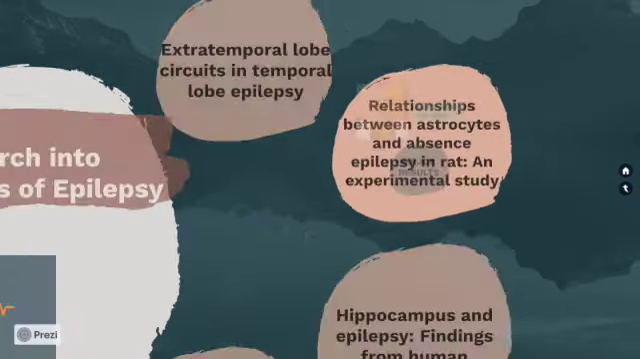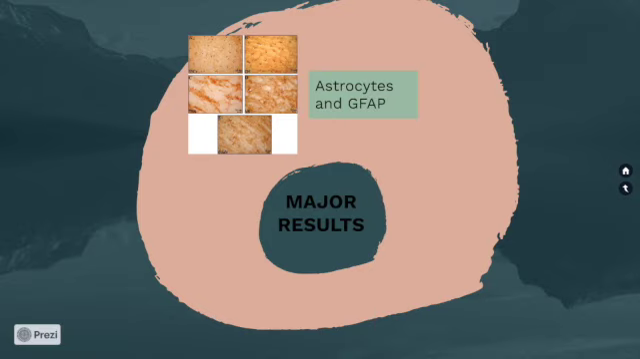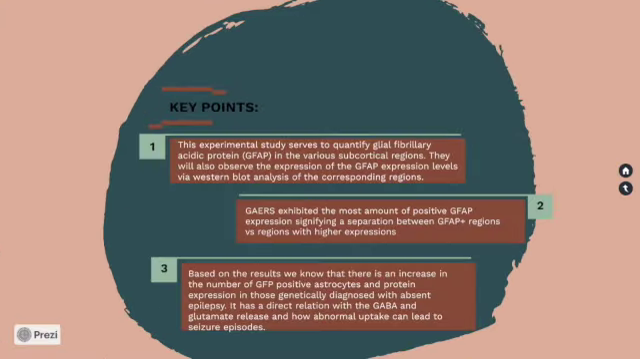Next, we're going to look at an experimental study that discusses the relationships between astrocytes and absent epilepsy in rats. The experimental study serves to quantify glial fibrillary acidic proteins, or GFAPs, in the various subcortical regions. The researchers explain the main point of the paper is to test whether these GFAP proteins within astrocytes throughout neuronal tissue have a direct correlation with causing absent epilepsy.